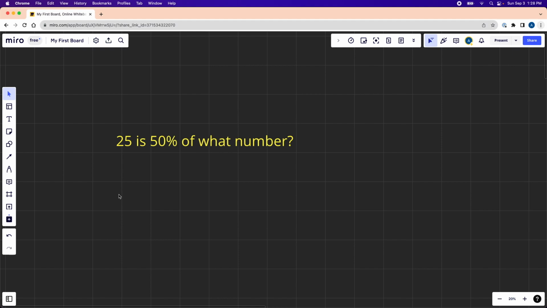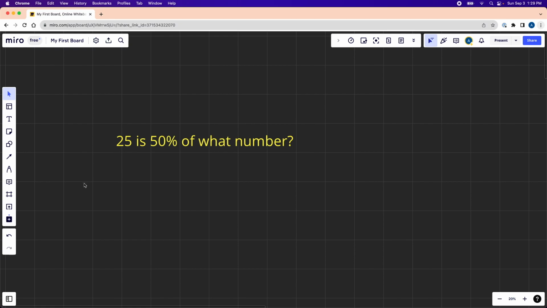I'm sure many of you could probably just intuitively look at this specific problem and realize that, well, 25 is 50% of what number? That means if I have 100% of it, I just need to double 25, which would mean that it is 50.